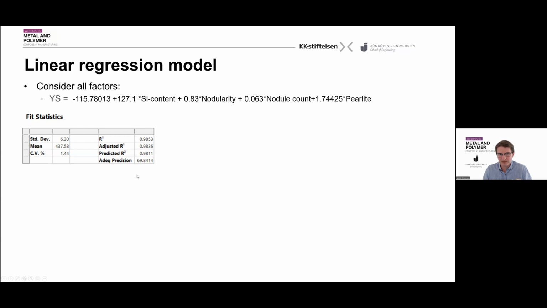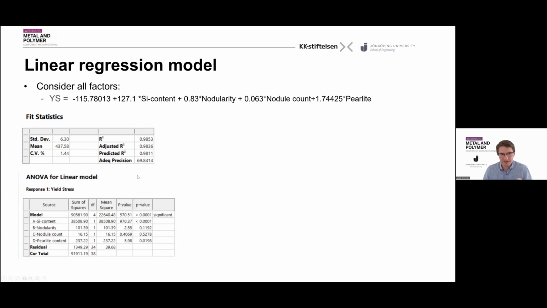However, we also look at some other data in our analysis of variance, ANOVA. We have to say, now we have determined a lot of numerical factors, 1, 2, 3, 4, 5 different values out of this data. Do we really have enough data to say that this value is exactly, let's take the nodularity, for example, 0.83?